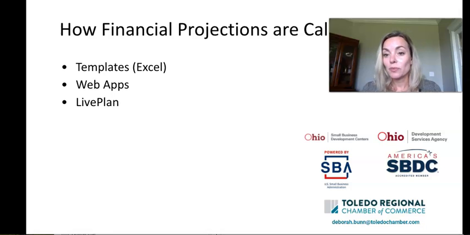With help from either Toledo SBDC or someone else, you can begin to read those statements and really feel comfortable with where your numbers are at. So again, a lot of tools for this. I know we have some videos on the income statement and cash flow statement, so you can research and learn a little bit more than what we're talking about today. But a link that we really recommend when you're starting your business is liveplan.com.